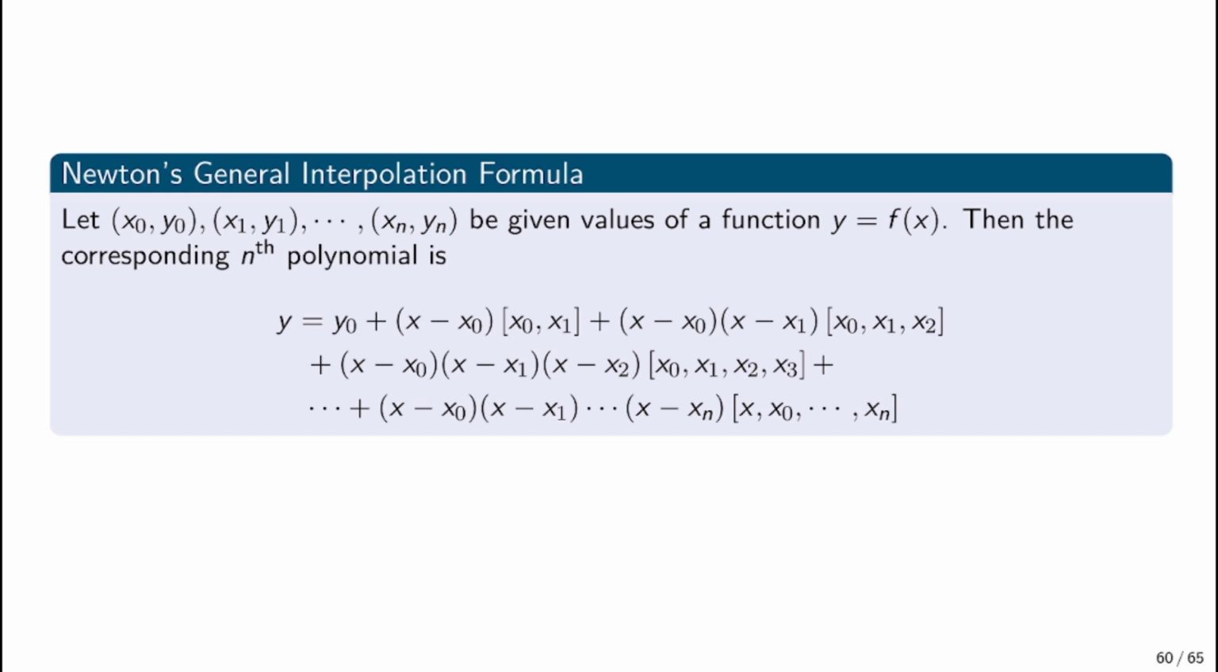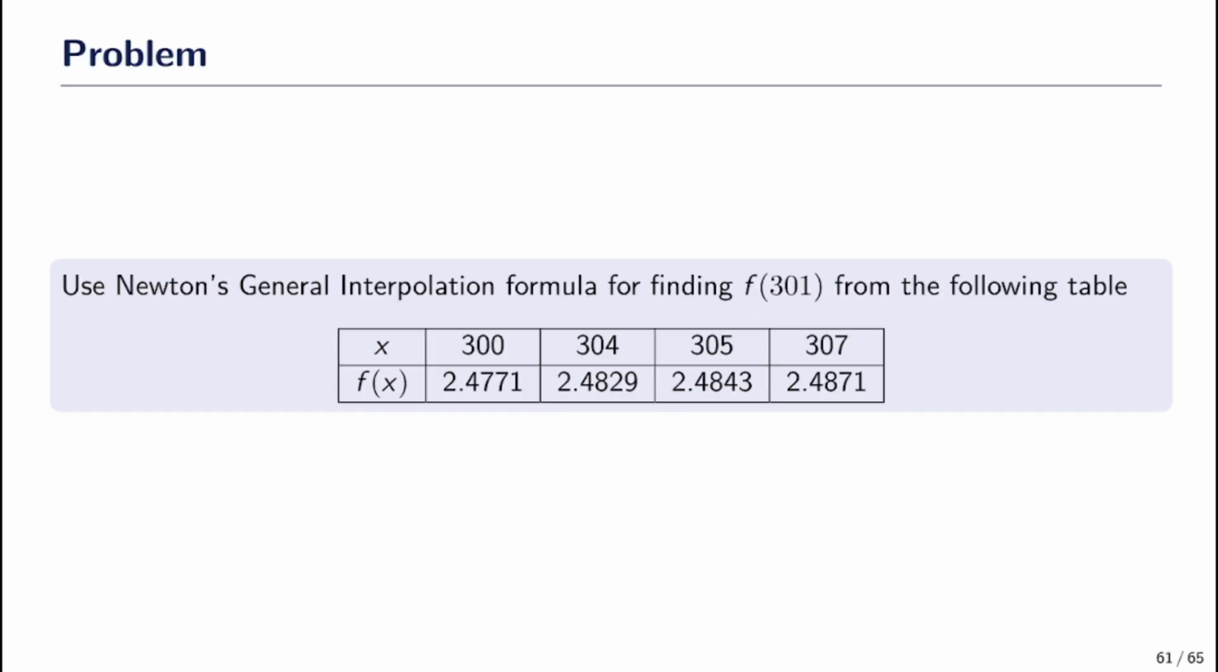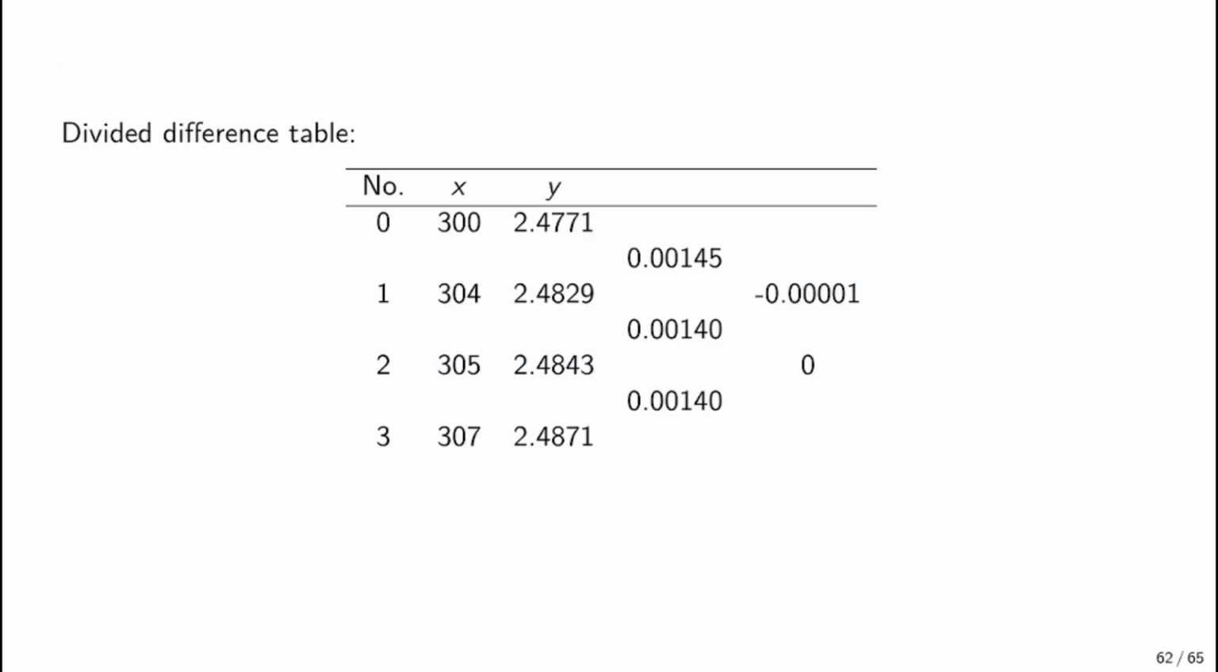Now let us see a problem in which we will be using Newton's general interpolation formula. Find the value of the function at 301 from the following table. This is a problem which we already discussed in Lagrange's interpolation formula, but we will see what change happens here. We will take the divided difference table. The first column is the number, the second column is the x values, the third column is the y values, then the first difference, second difference, and third difference.